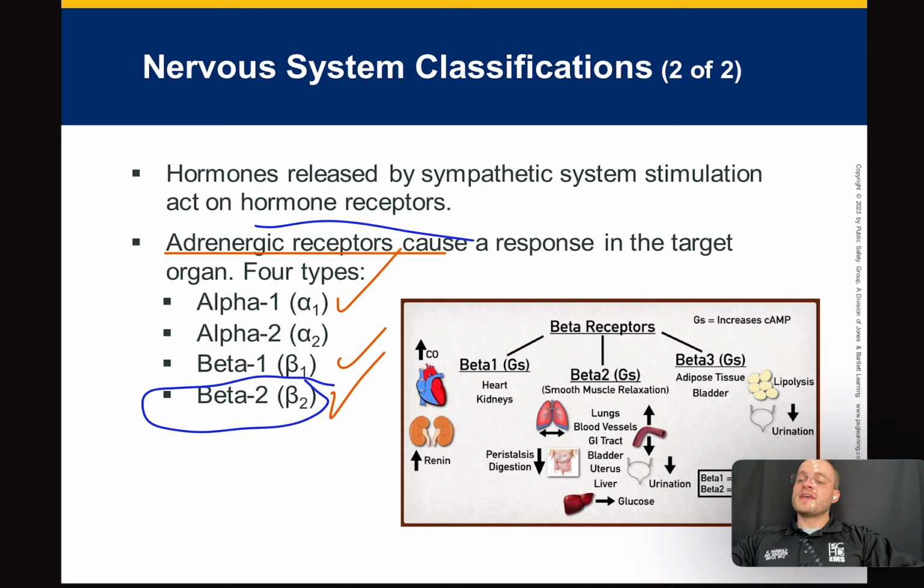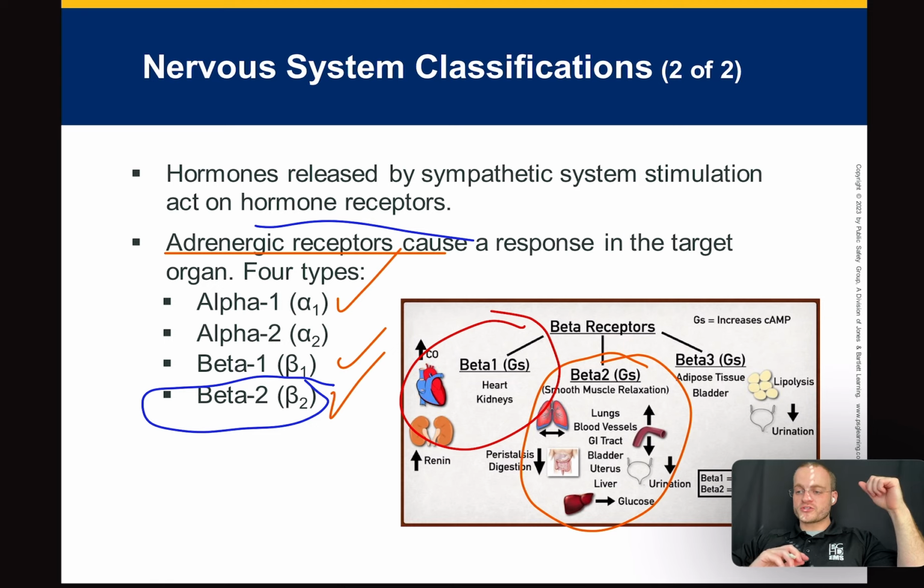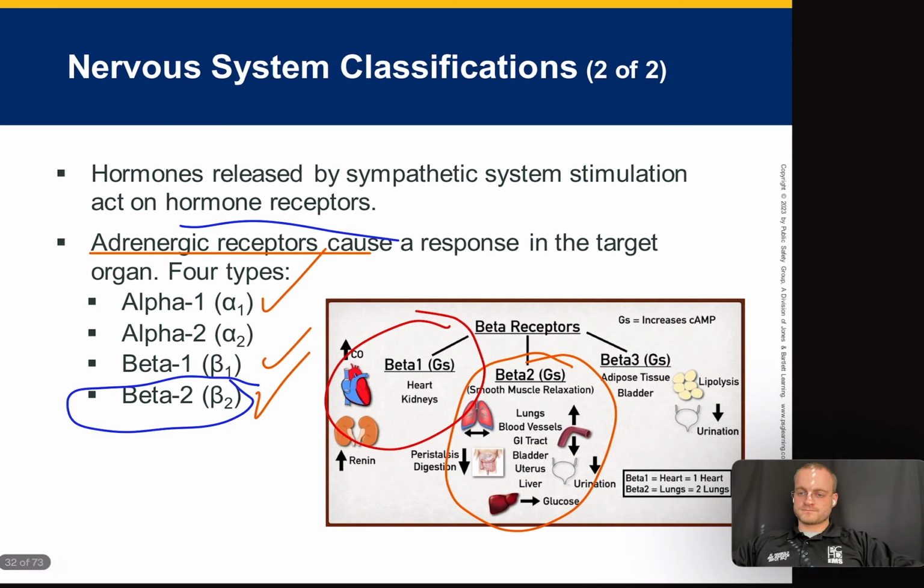Now, I will say, if you get lost, beta 2 is because we have two lungs. Beta 1, you have one heart. One way to remember that. Say that again. Beta 2, like a beta 2 agonist, like albuterol, right? For asthma, that's two lungs. Beta 1, one heart.